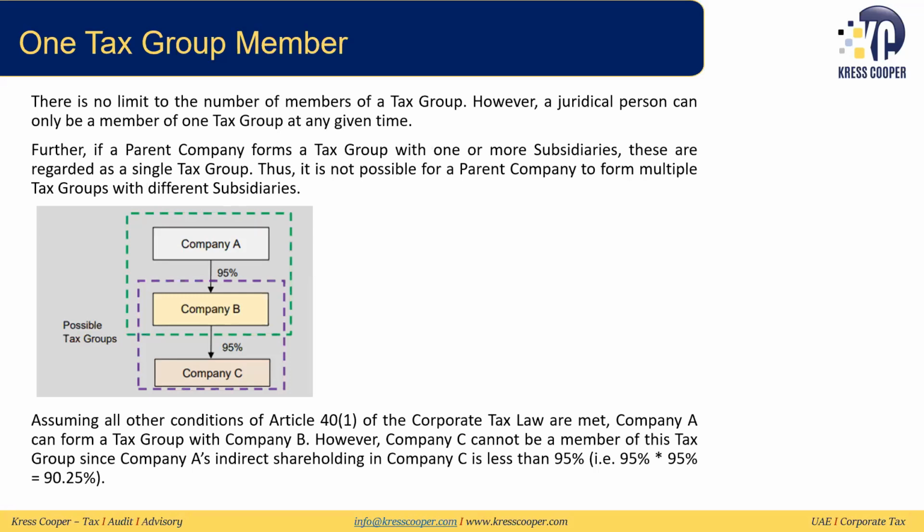But company B can be in a tax group with company C, or it can be in a tax group with company A. So here company B will have to decide, because it cannot be in two different tax groups. Either it can be in a tax group with C or it can be in a tax group with A.